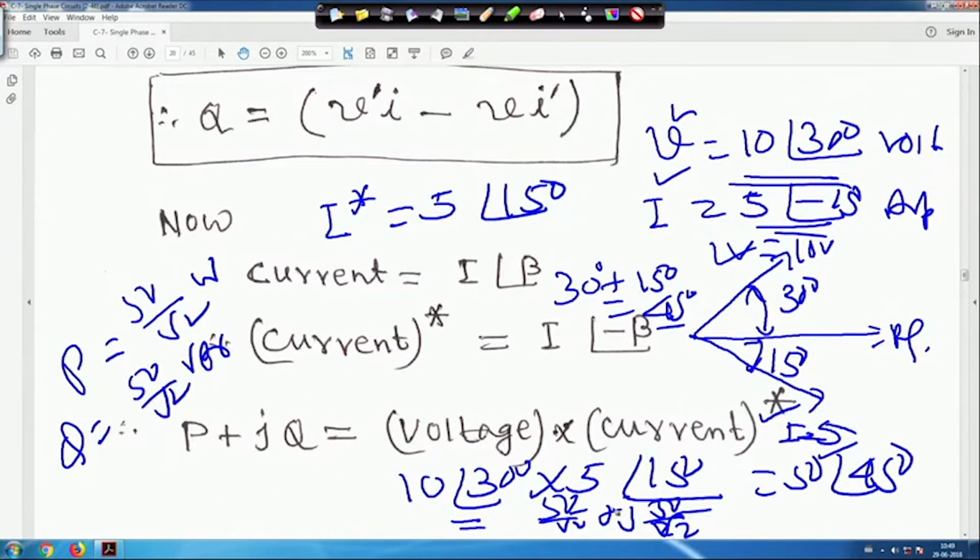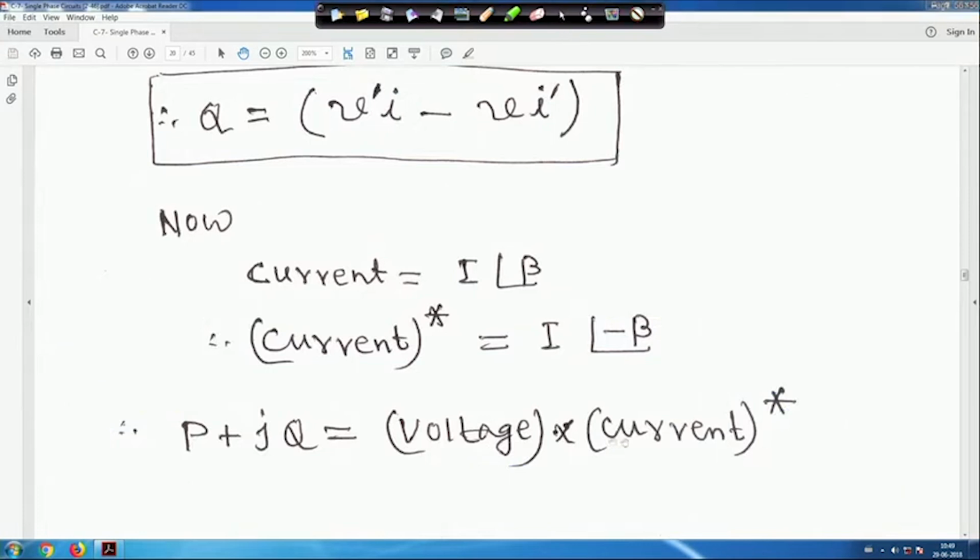Now, you have studied this in complex numbers. That is why this conjugate is a must. Otherwise, you cannot capture the angle between the voltage and current. If you add the angles you get 45 degree, but mathematically how will you get it unless we take the conjugate? That is why we consider the conjugate, to capture the power factor angle. That is why P plus jQ is equal to voltage into current conjugate. I hope it is clear now.